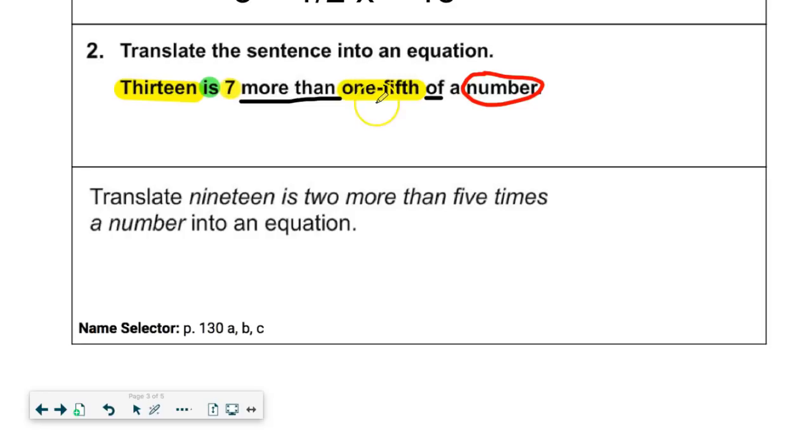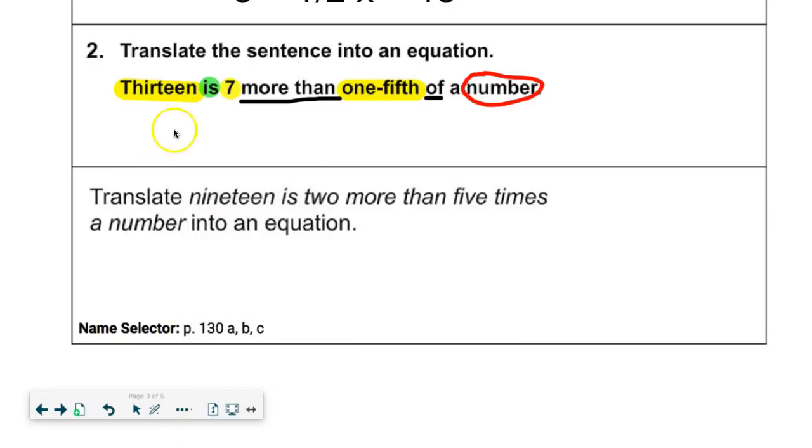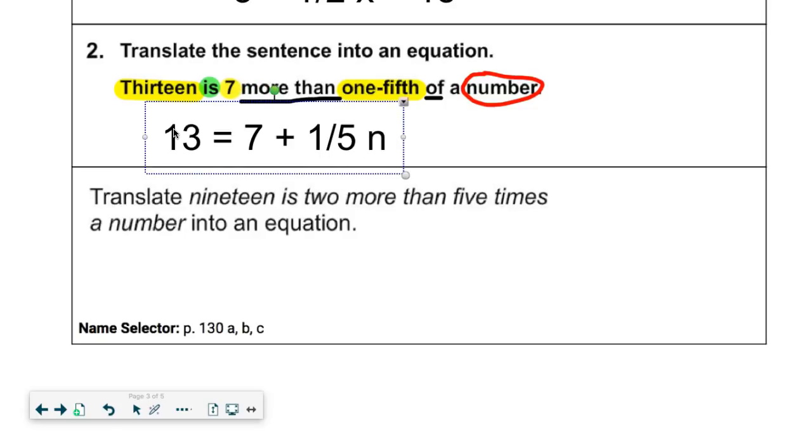Is the order of addition important? No, it isn't. So I can just go ahead and write this exactly in the order it appears. 13 is 7 more than 1/5 of a number. 1/5 times n, 1/5 times x, whatever the case may be. It's hard to do this on here, but if you're writing the vertical fraction, 1/5, that's obviously fine too. This is just easier for me to type this way. Okay.